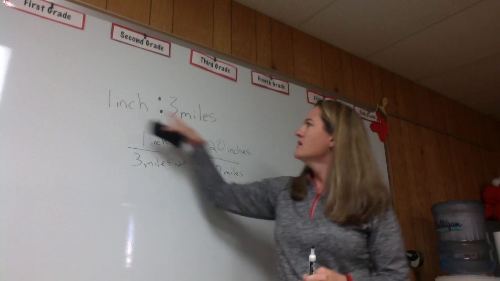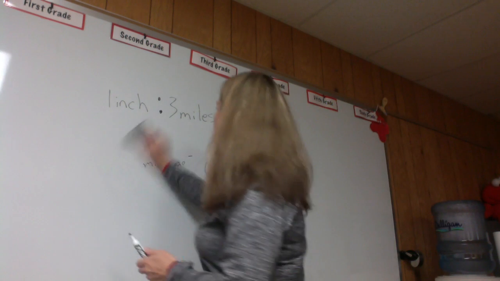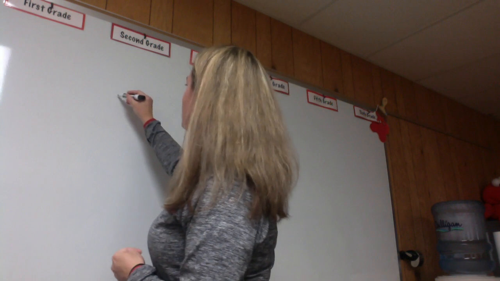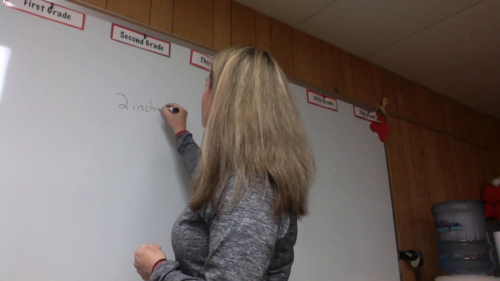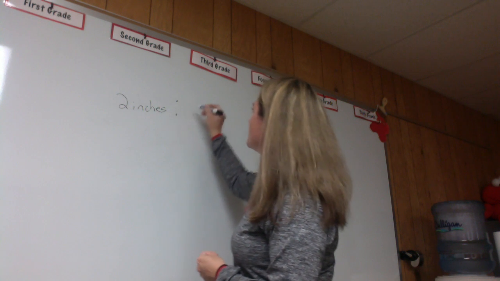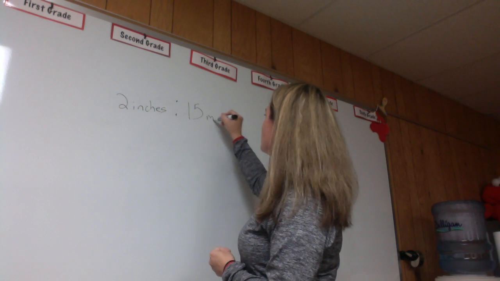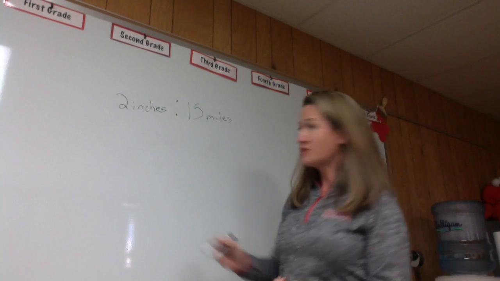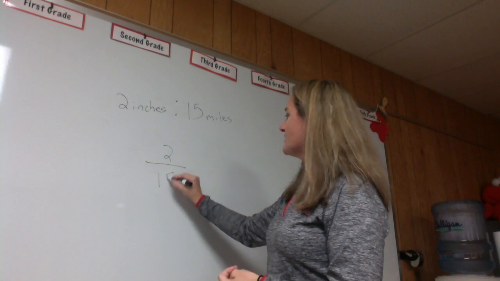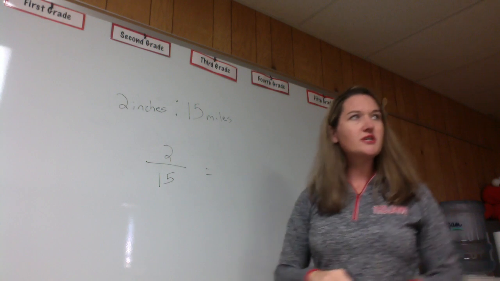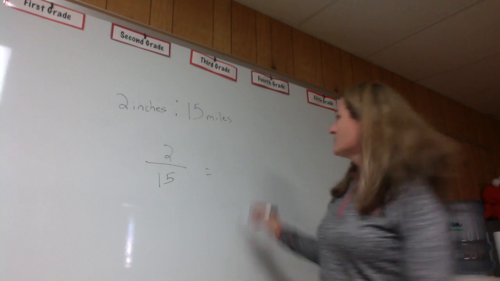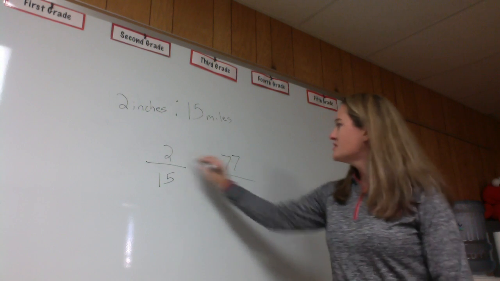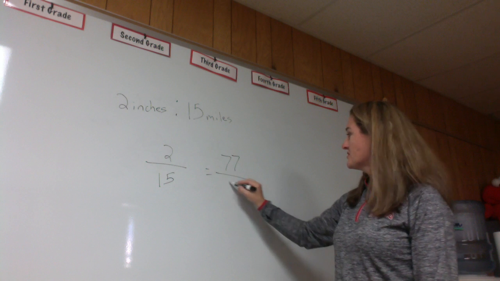Now, sometimes they're not quite so friendly. I gave you a really easy scale there with 1 inch. But sometimes they're going to be kind of wonky, like 2 inches is equivalent to 15 miles. Again, if they give you something like that, just set it up as a proportion. We have 2 inches over 15 miles. I'm going to measure, and I get 77 inches. So what does that represent? Again, inches, inches, miles, miles. So this is my answer.